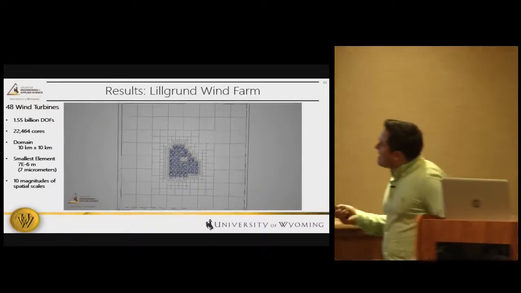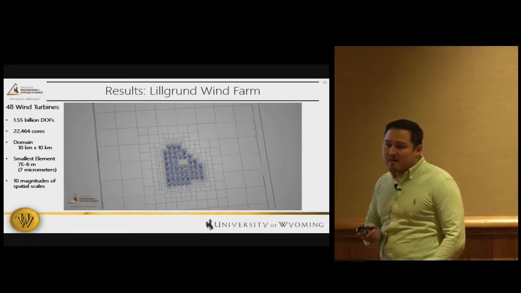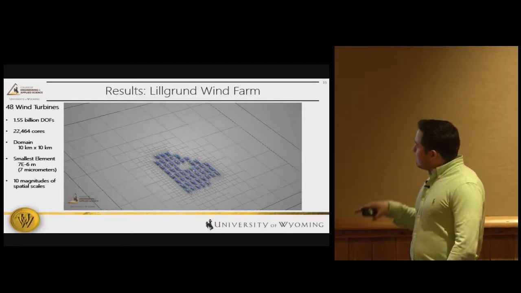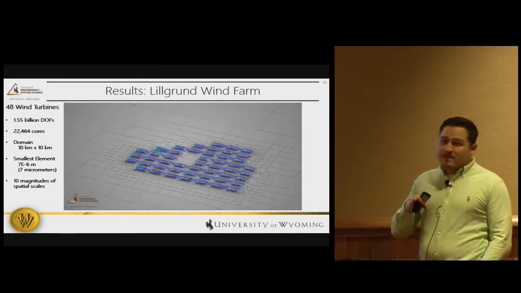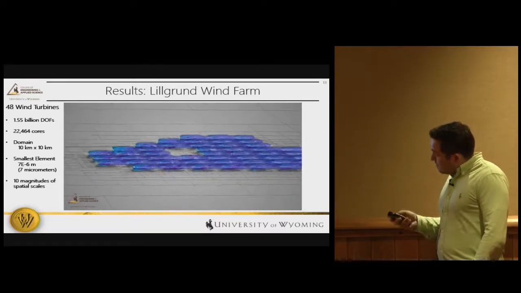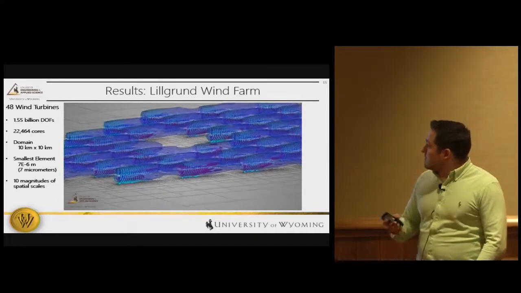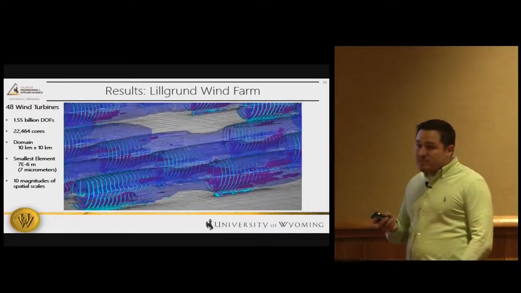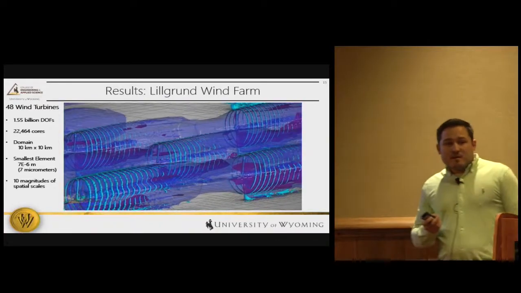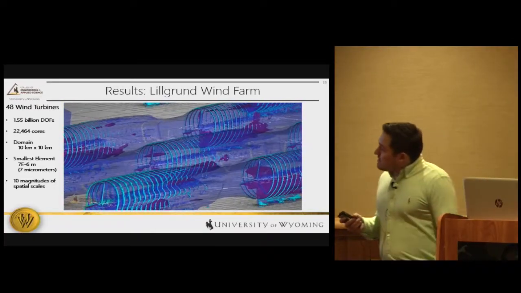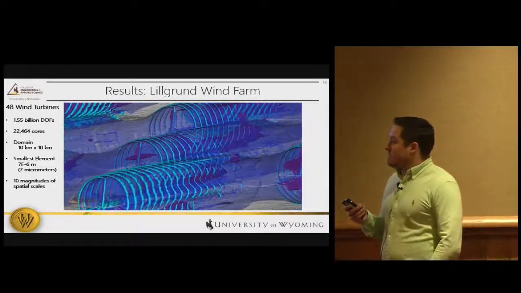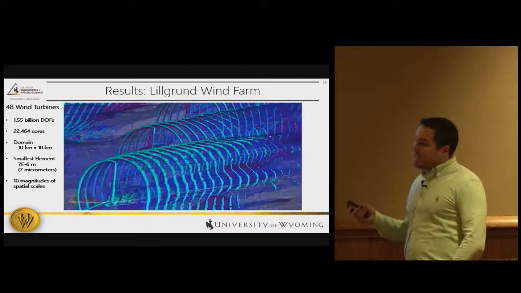All right, the scale of this is a 10 by 10 kilometer box, okay? And this is a fly around to show you the scales that we're actually solving. So going from 10 kilometers, the finest element on the blade mesh is 7 micrometers. So we're actually doing 10 spatial scales in these simulations, and this kind of shows it.